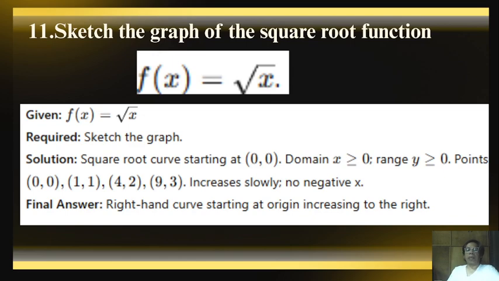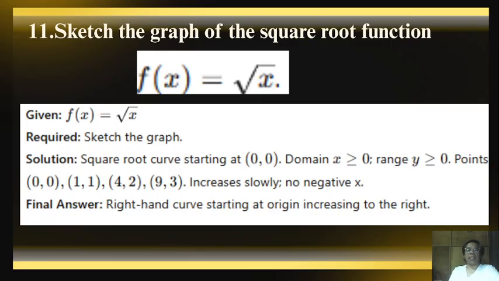So our domain is x greater than or equal to 0. Our range, y is greater than or equal to 0. So we have the points (0, 0), (1, 1), (4, 2), (9, 3), and it increases slowly, with no negative x.